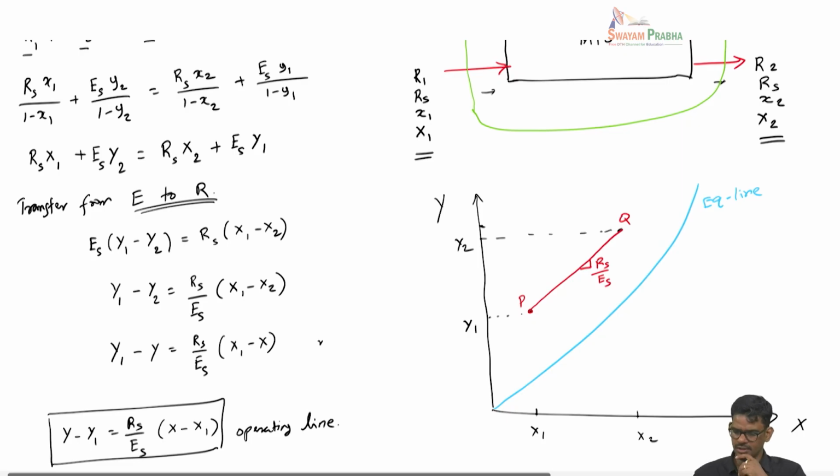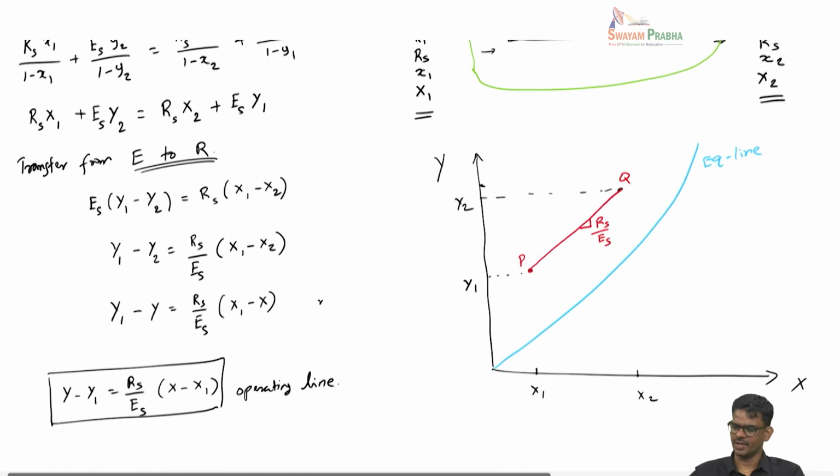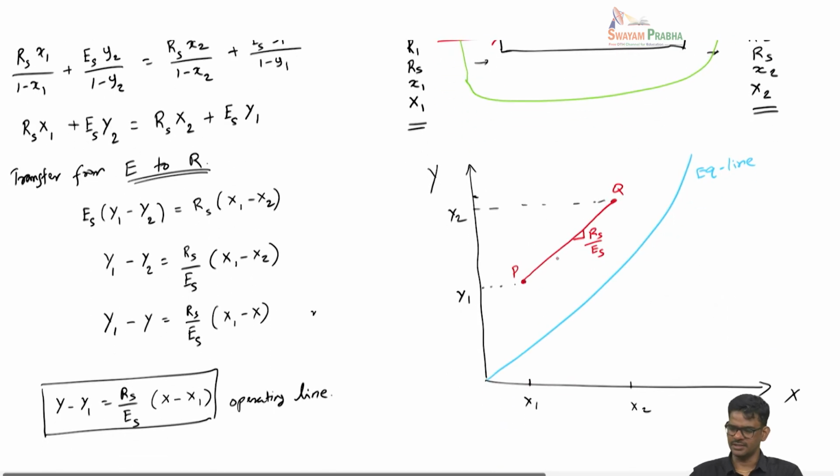So the point P denoting this x1 y1 is basically this side, the left hand side, and the other point Q is represented by y2 and x2, that is this, and this line is supposed to have a positive slope of Rs by Es. Okay, so even though the operating lines are straight lines for cocurrent and countercurrent, the slopes are different. In the cocurrent case it has a negative slope, but in the countercurrent it has a positive slope.